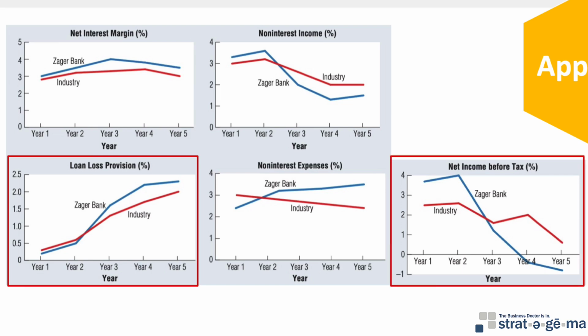The exhibit shows that net income declined for medium-sized banks in general during year 3, but it actually turned negative for Zager Bank because of its large loan losses. This example illustrates the risk-return trade-off for Zager Bank. It was rewarded for its risky strategy when the economy was strong, but it was severely penalized for that strategy when the economy was weak.